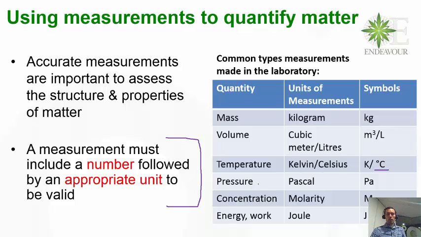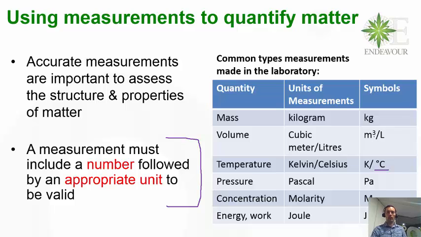Pressure, there's a few different ways you can measure that. One of them is pascals, or atmospheres is another one. Concentration, basically the amount of a dissolved substance in a liquid. So for example, if we dissolve salt into water, we can work out how much salt there is in that water by measuring its concentration. And another important one is a unit of energy, which is something like the kilojoule or calorie.